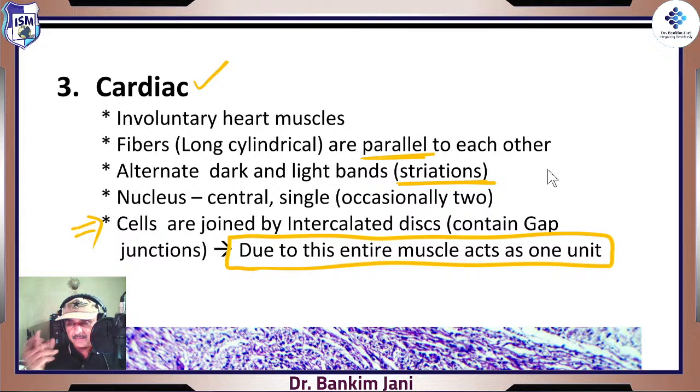When you are, say, lifting those dumbbells, in that, some of the muscle fibers are involved, some are not involved. When your hand is tired, then a second group of muscle would take over. So they'll work accordingly. In the cardiac muscle, that's the point which you have to remember. The whole unit would act as one.